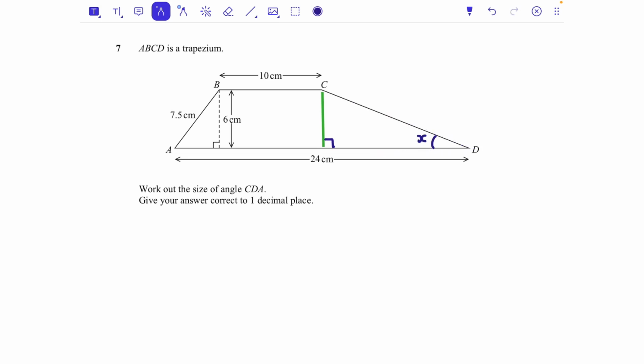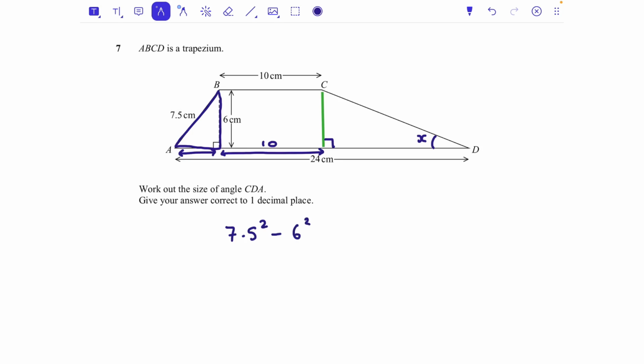Now what do we know so far? We know that this is 10. And we know that it's 24 all the way along. This bit we can get by looking at this triangle over here and doing Pythagoras. So I'm going to do 7.5 squared, take away 6 squared.